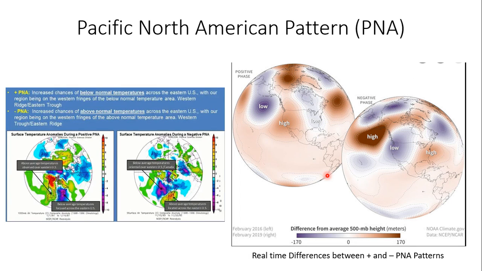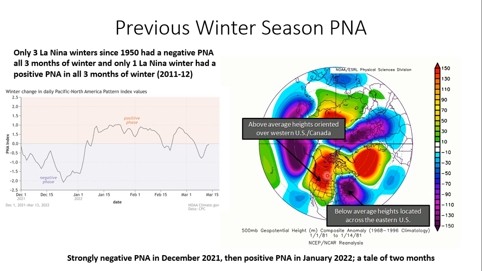The PNA pattern, Pacific North American pattern, whether it's a positive or negative PNA matters. In fact, right now we're currently situated in a positive PNA phase recently here in late September, and it's forecast to continue in October, where we have an upper level ridge over the western U.S. into Alaska and a trough over the eastern U.S. And that is going to result in some below normal temperatures across the east with that type of configuration of positive PNA. Previous winter seasons PNA, we took a look at it.